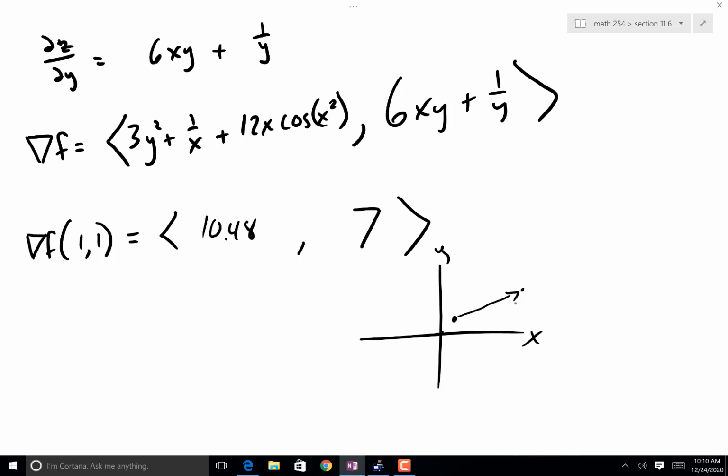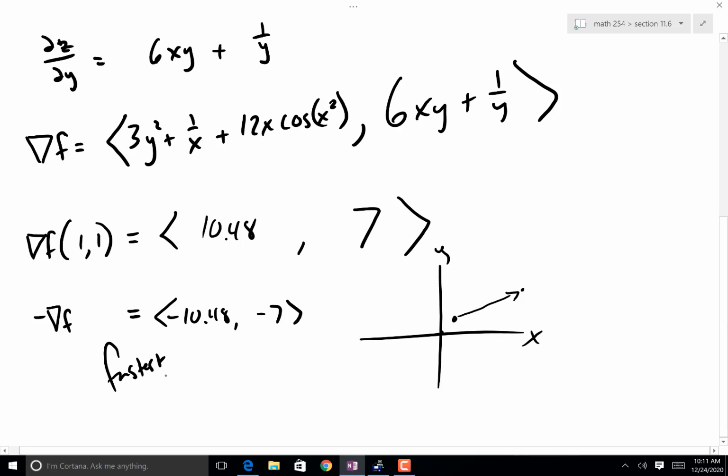You're like, well, Jay, what if I went negative 10.48, negative 7? Then, friend, what you have just found is the negative gradient. And the negative gradient is the fastest way down. Nice. And well, what would happen, Jay, if I went perpendicular to the gradient? It's a good question. If you went in a fashion that was perpendicular to the gradient, you wouldn't go up or down. It'd be like standing on a hillside.